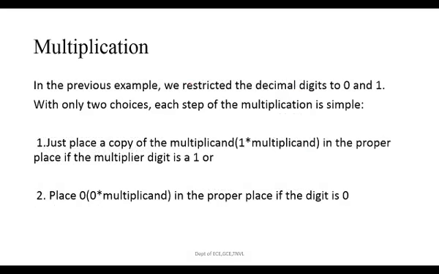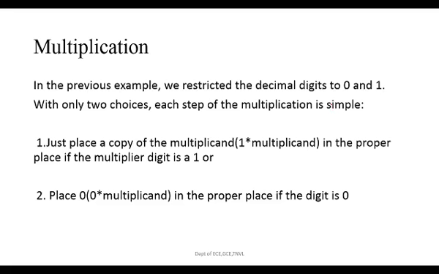In the previous example, we restricted the digits to 0 and 1. With only two choices, each step of the multiplication is very simple. If you go for decimal digits, it takes from 0 to 9, so many numbers, and it will be very complicated. But here we are gifted with only zeros and ones. If you multiply with 1, the intermediate result is the multiplicand as it is. If you multiply with 0, the intermediate result will be 0. With only two options, it is easy to perform the multiplication operation.